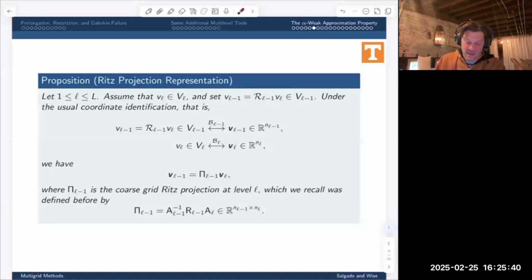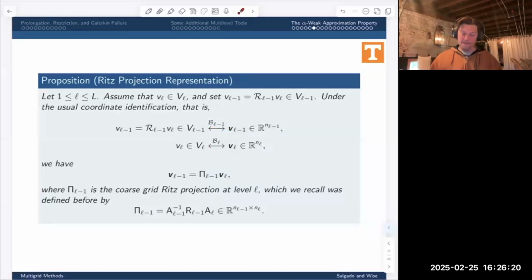previous definition. Now, under the usual coordinate identification, what I mean by that is this object that we want, we're going to identify with this vector VL minus 1 through the basis BL minus 1. That'll be a vector in RNL minus 1. And I'm going to identify the starting piecewise constant function VL with its coordinate vector through the basis BL. So these two bases aren't the same. They're in the same family of bases, but they're not exactly the same. This one lives on L and this one lives on L minus 1. So these are just the coordinate vectors.